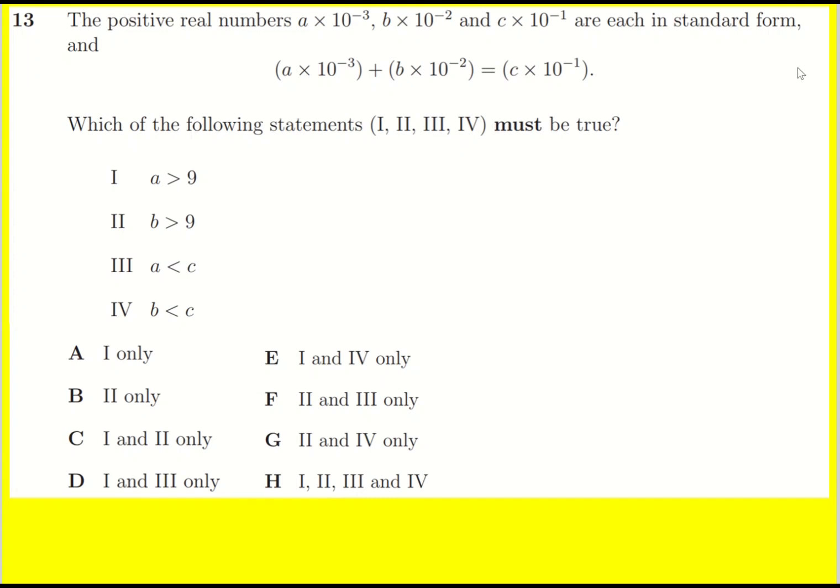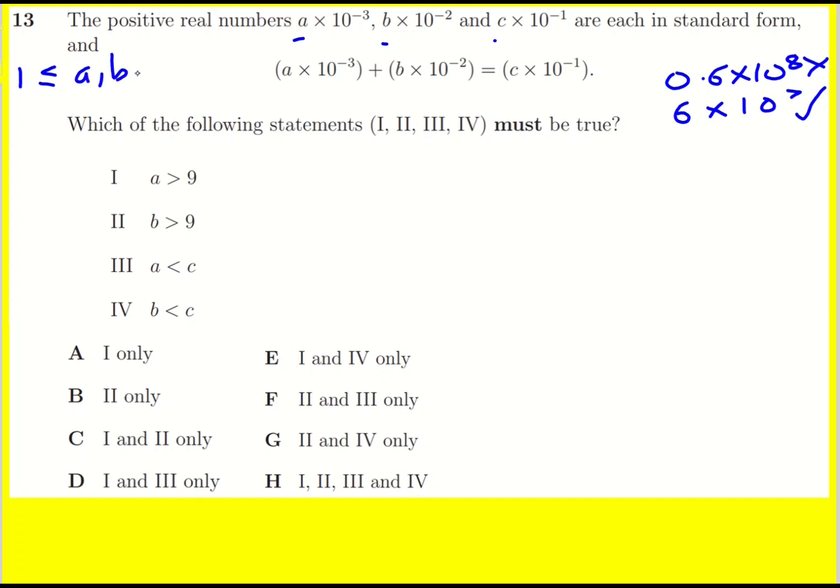For something to be in standard form, the A, B, and the C have to be greater than or equal to 1. It can't be below 1 because then it wouldn't be in standard form. Like 0.6 times 10 to the 8, it's not in standard form. You'd have to write it as 6 times 10 to the 7. Then it is.